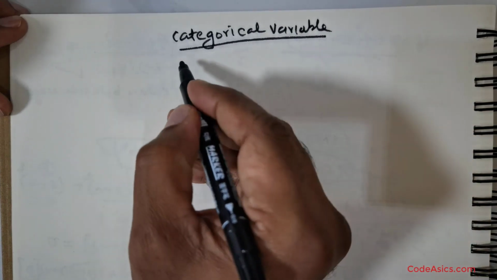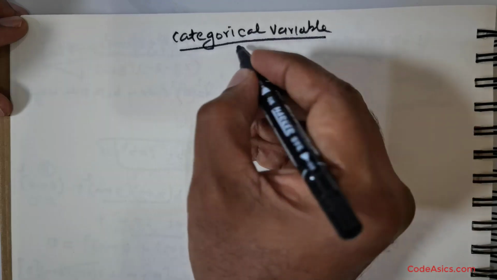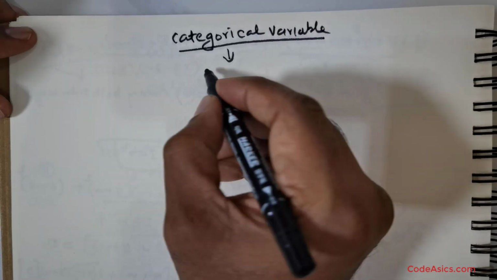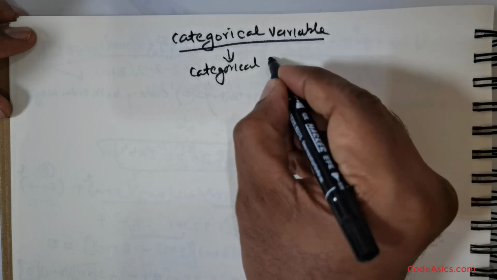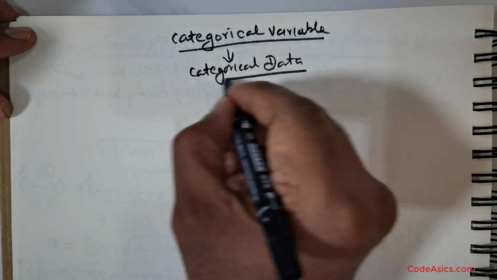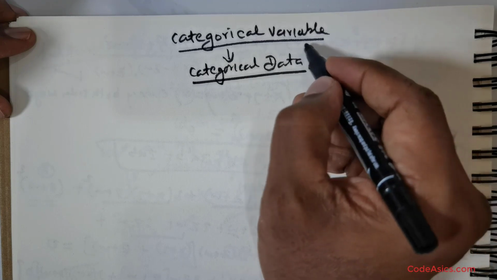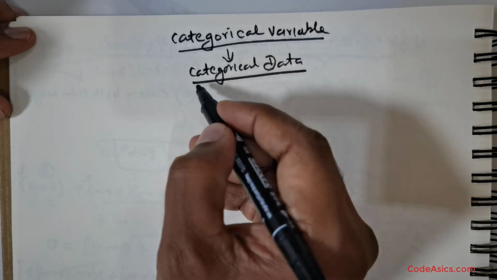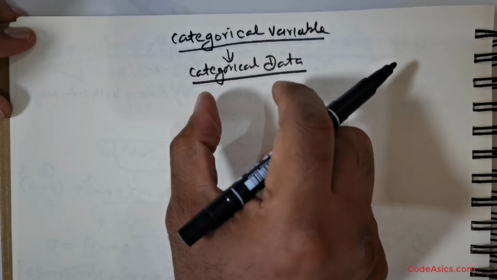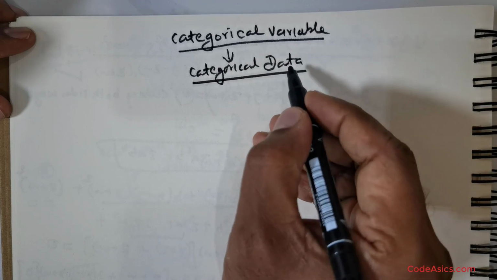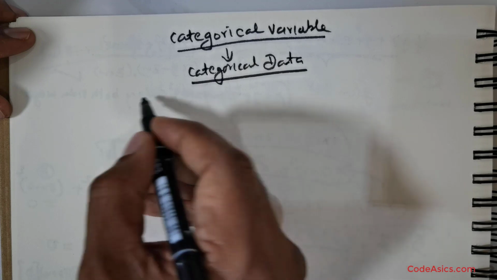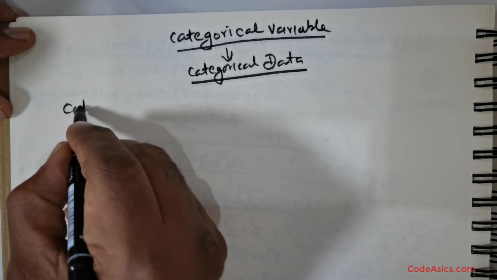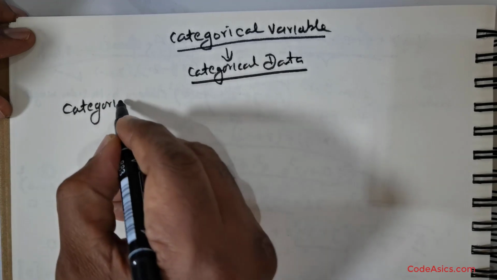Now I did mention to you about categorical variable. This variable is used to represent what is called as the categorical data. Whenever you have a categorical data, we use categorical variable to represent categorical data. Now, let me give you a definition where and when categorical data would come into play.